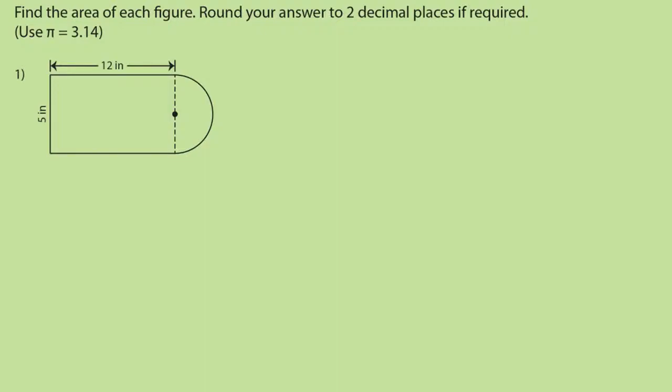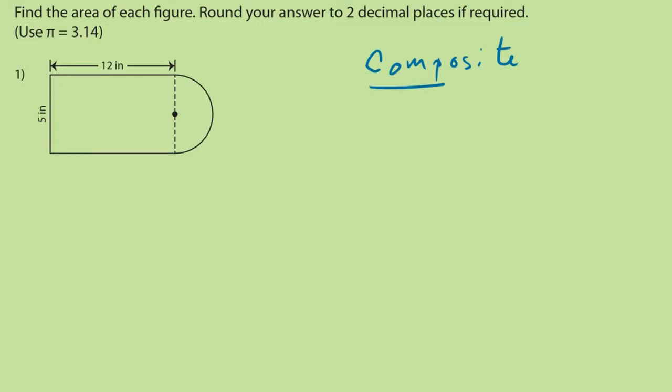Welcome back. Today we're going to be talking about something called composite figures or composite shapes. Composite means composed, so composite means that it's composed of different parts. Okay, so it's a composition of multiple shapes.